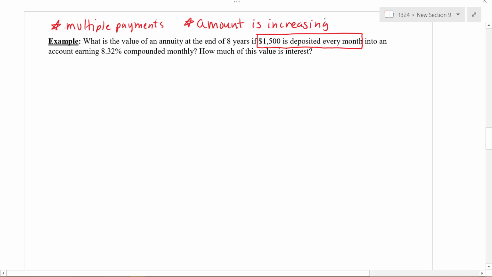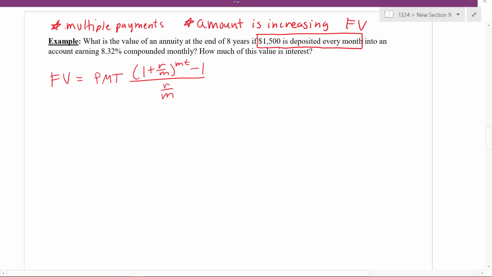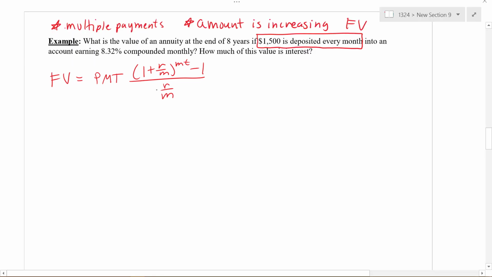If the amount in the account is increasing and we have multiple payments at regular intervals, then we know we're talking about a future value annuity. So the formula that we're going to use is future value is equal to payment times that fraction. Okay, so we need to figure out what all the parts are.